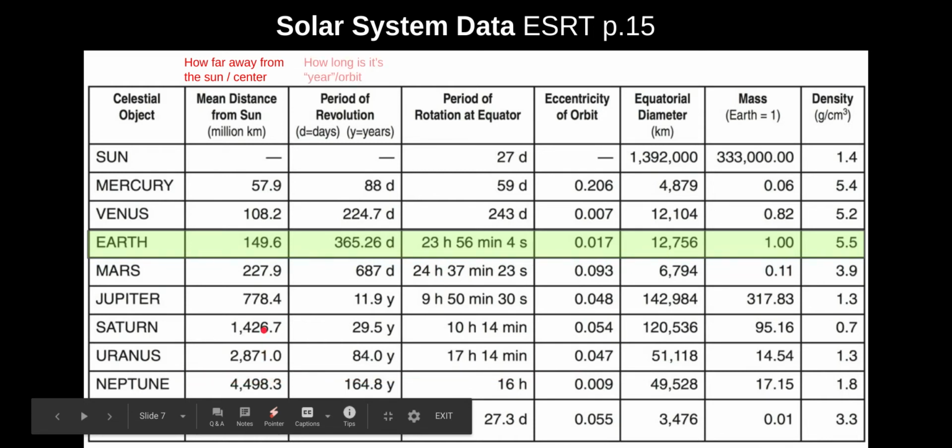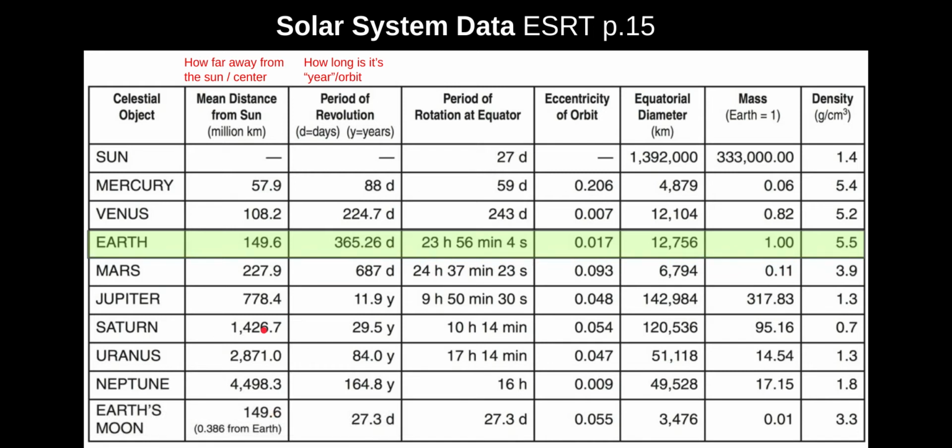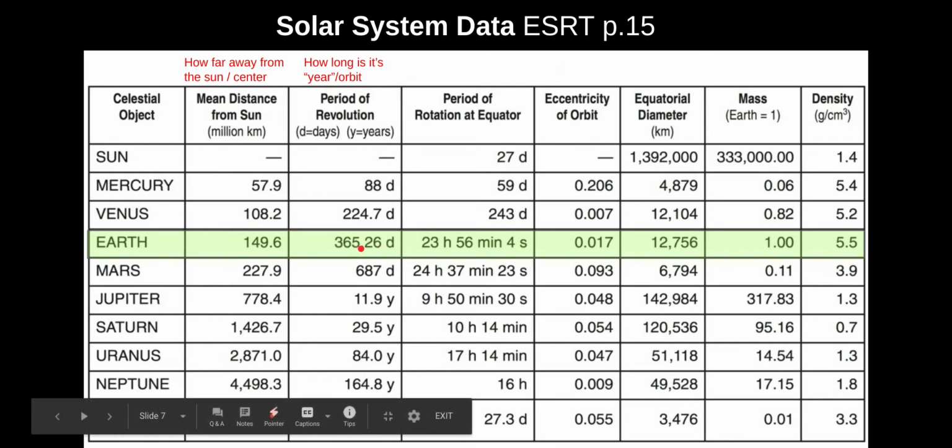All right, the next column is the period of revolution. You might remember revolution is the trip all the way around the sun. So we would call this a year for Earth, right? 365 days. These are the years for other planets. So notice as you get farther from the sun, it takes a lot longer to get around.